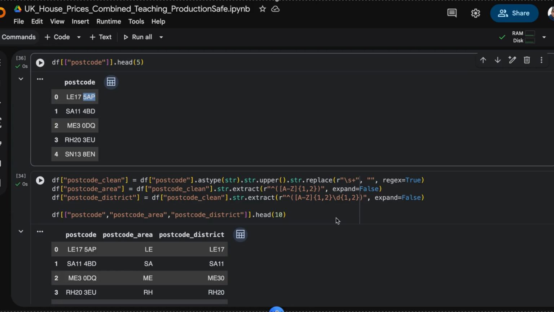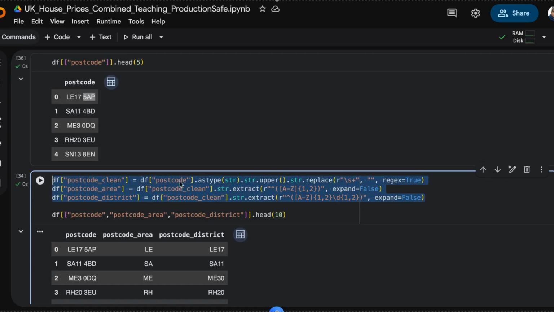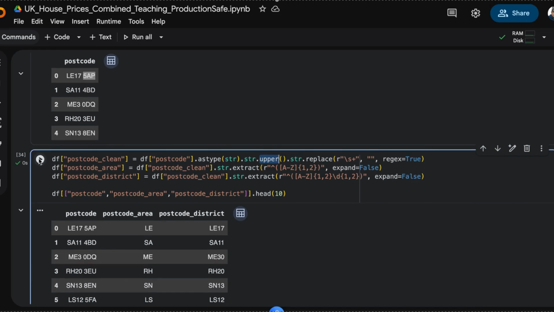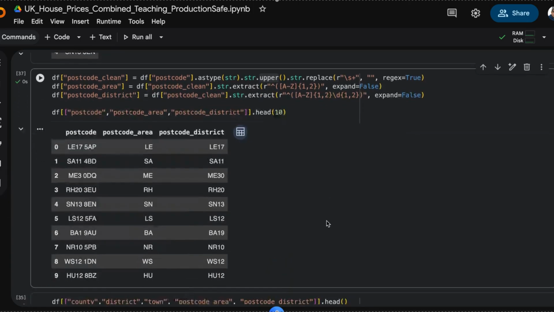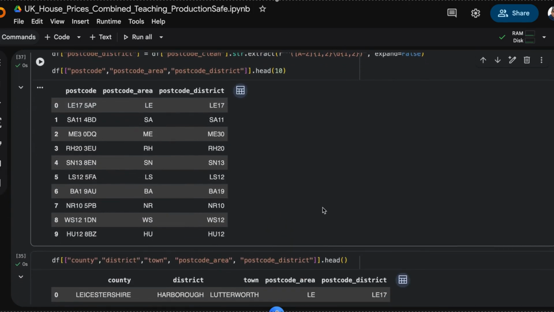First, we standardize postcode formatting. We convert to uppercase and remove whitespace. This ensures consistent parsing. Without standardization, parsing rules could fail or create inconsistent categories.